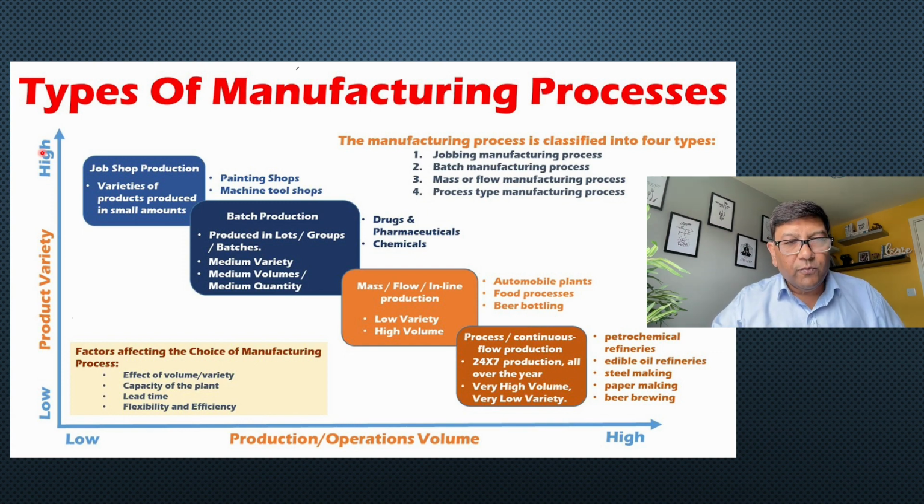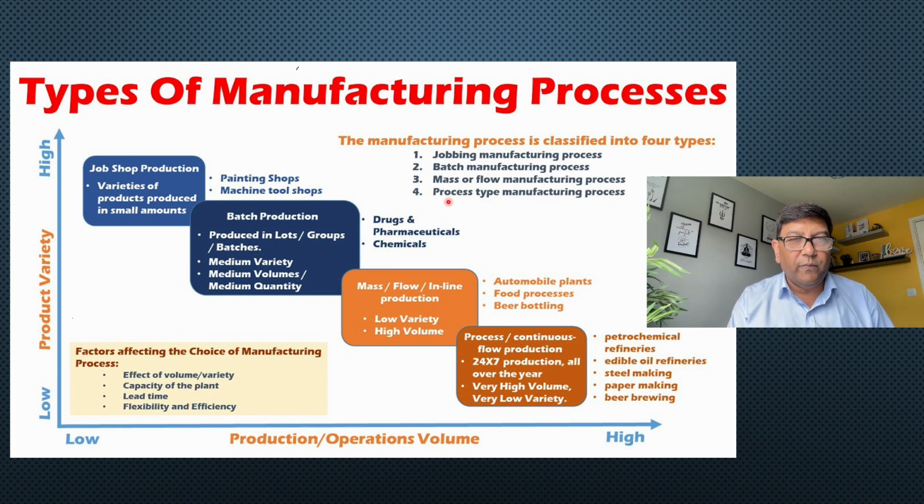Nowadays, manufacturing process has the element of job shop production, the element of batch production, the element of mass flow or inline production, and the element of continuous flow production as well. Now those four types of manufacturing process, we can see in different scenarios within an organization as well. Like the example I gave you of a restaurant.